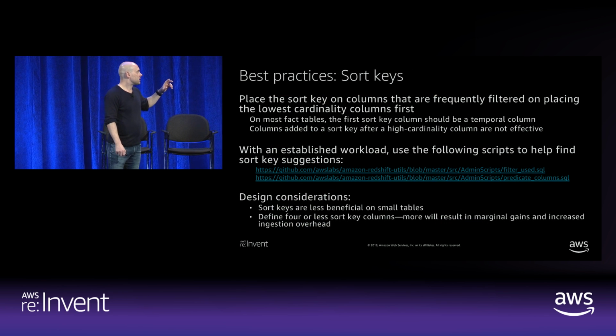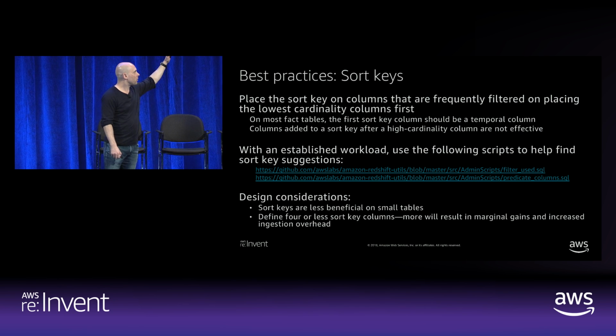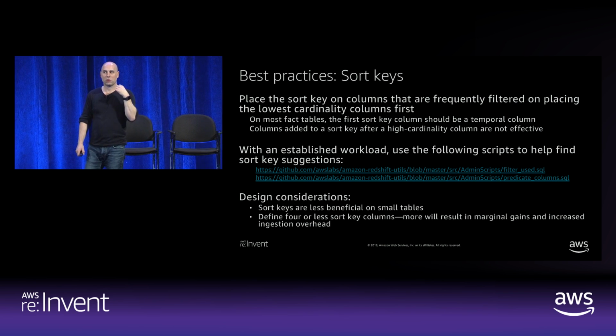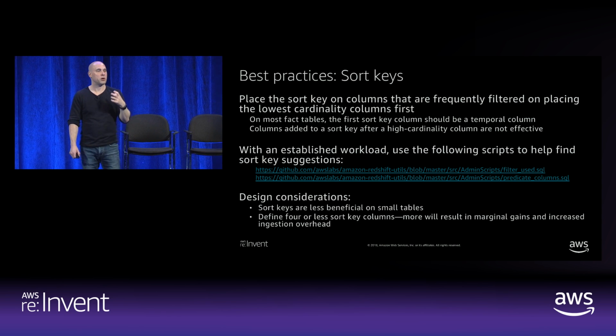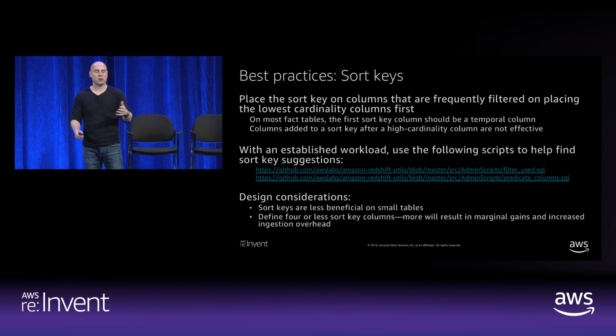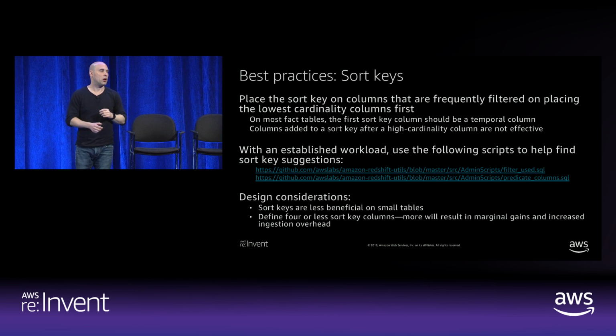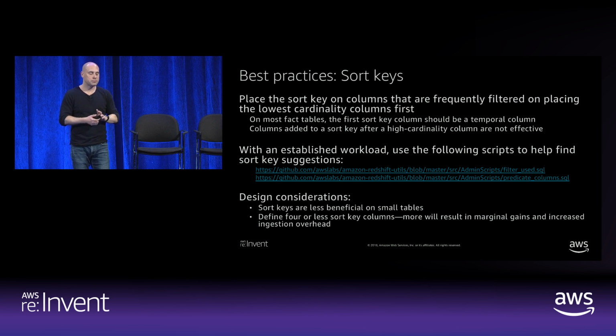A few best practices around them. One is you'll usually want to apply it to the columns that you typically filter on. In a data warehouse, that's usually a timestamp or a date column or something like that, because we're almost always querying data between various dates. So that is one of the primary columns that you will want to sort by.